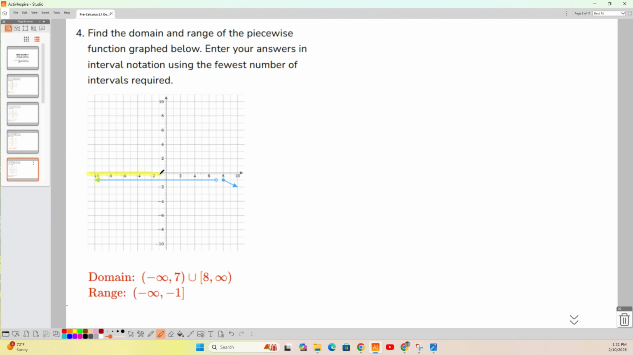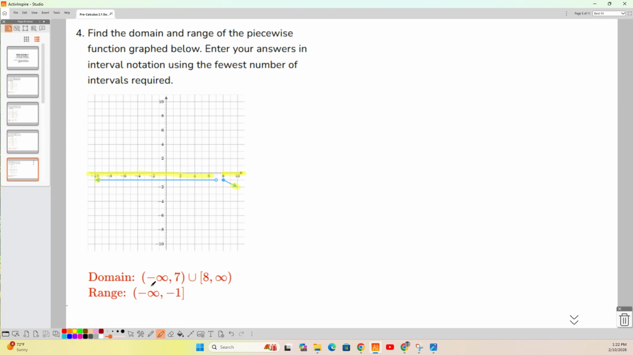The graph exists until we get to an x value of 7, because there's an open circle at 7. So the graph doesn't exist at 7. There's also a gap in the graph between 7 and 8. So the graph doesn't exist there, but there's this closed circle at 8. So the graph does exist at an x value of 8. And because we have this arrow, we know that the graph is going to continue forever to the right. So we go from 8 to infinity.